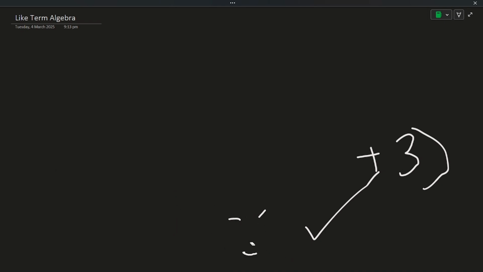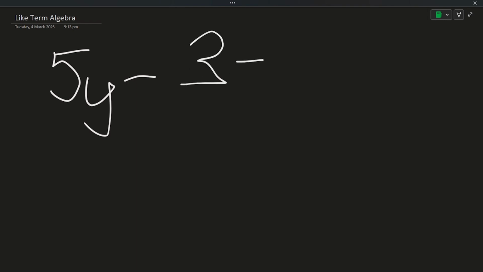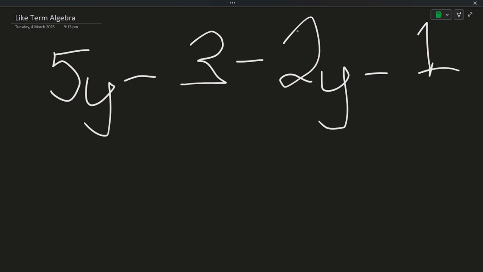Now, the next one we're going to do is subtracting, like term algebra for subtracting. So this is one of the questions I have prepared for you. 5y minus 3 minus 2y. Okay, my writing might not be the best right now. Oh, that's supposed to be a 1. Might have to redraw that.